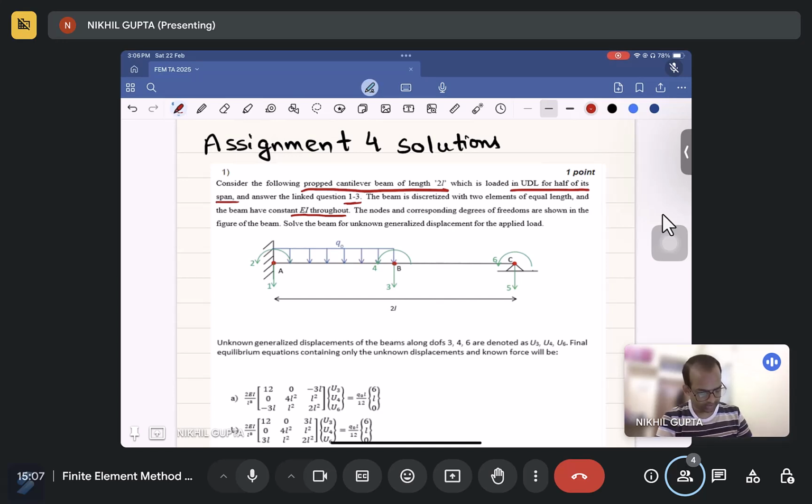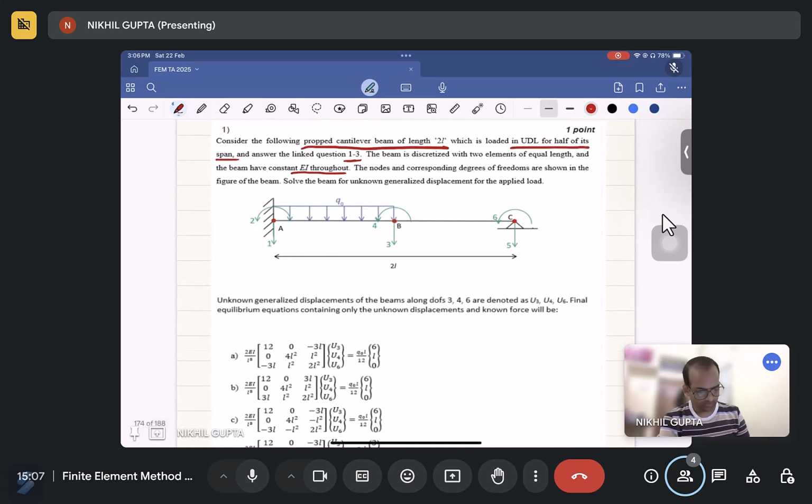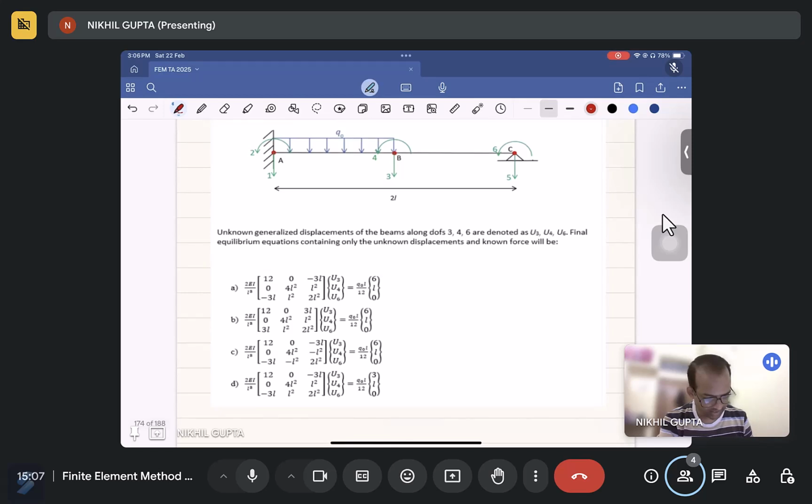So this is a basic FEM problem, starting from the beginning, discretizing it and putting the nodes. You have to solve for the unknown displacements. The unknown generalized displacements of the beam are degrees 3, 4, 5. This is unknown, this is unknown, and this is unknown. For the rest, you know that u1 is 0, theta 2 is equal to 0, and u5 is 0. So the final equilibrium equation you have to find with the known forces.